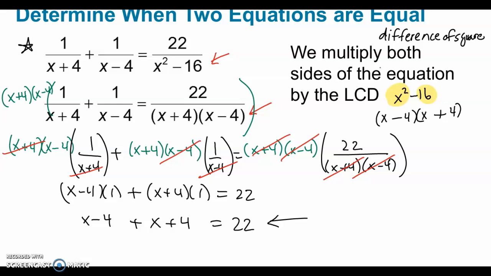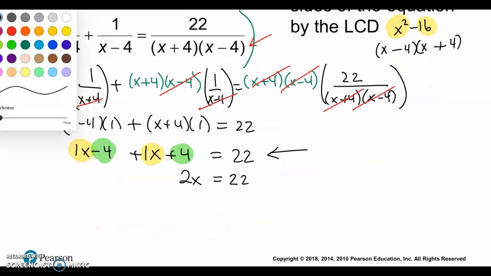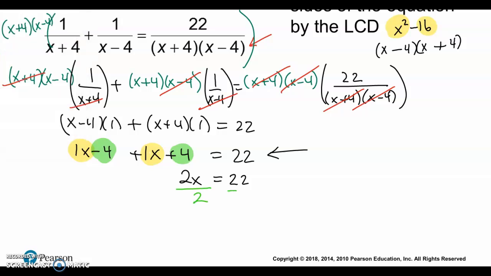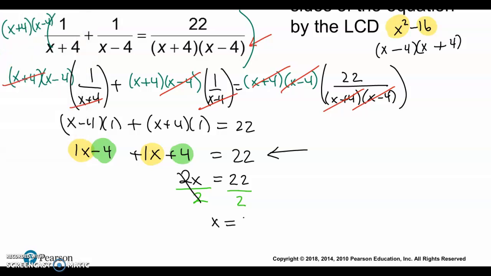So now I have to combine like terms. Remember there's a 1 on the front of this x. So these are like terms, the 2 x's, and then I've got the 2 numbers that are like terms. So on the same side of the equal sign, I'm going to say 2x. And here I'll have minus 4 plus 4 is equal to 22. So that zeroes out, and I just have 22 on the right side. And now I'm going to solve for x by dividing both sides by 2 to get x by itself. So x would be equal to 11. So this is my proposed solution.